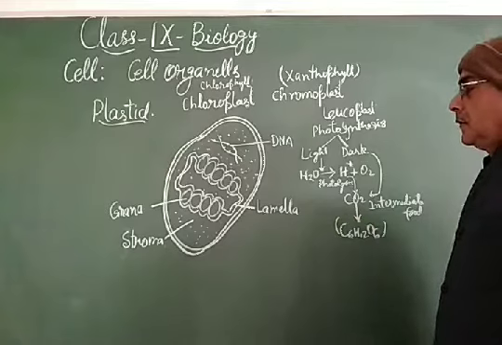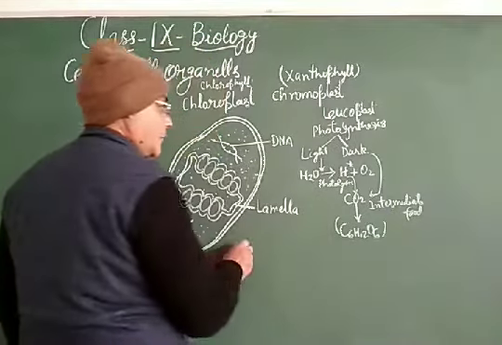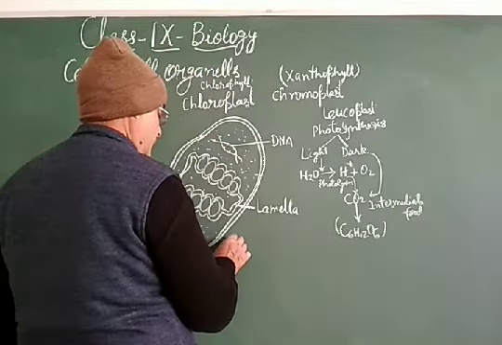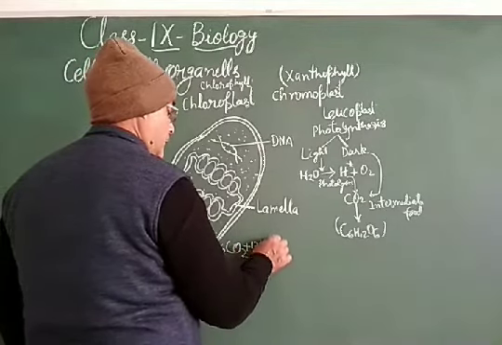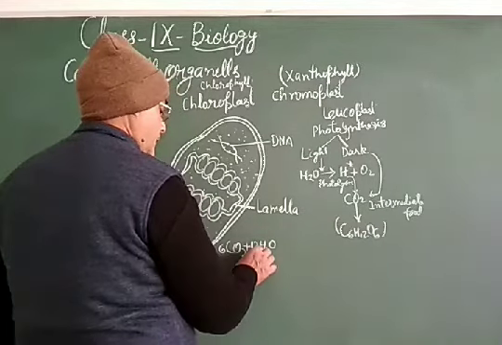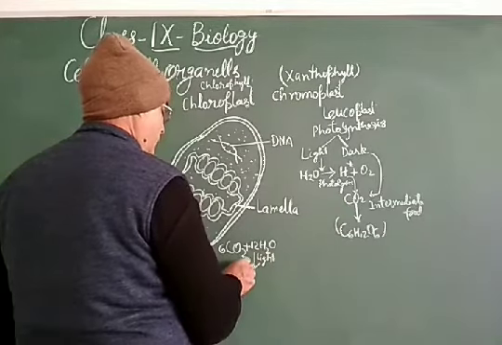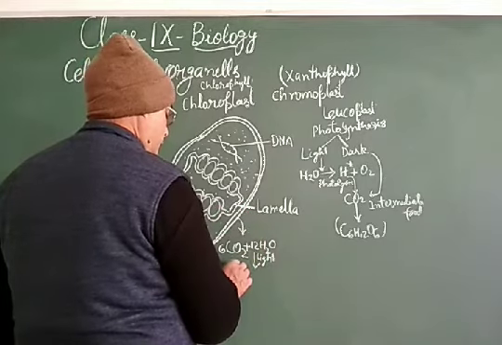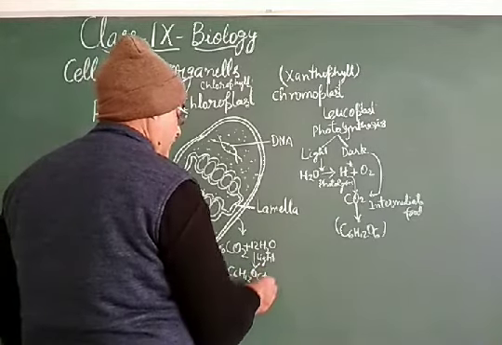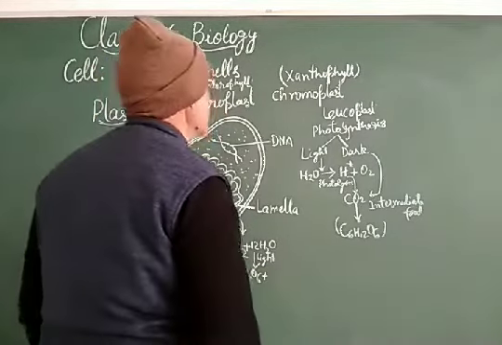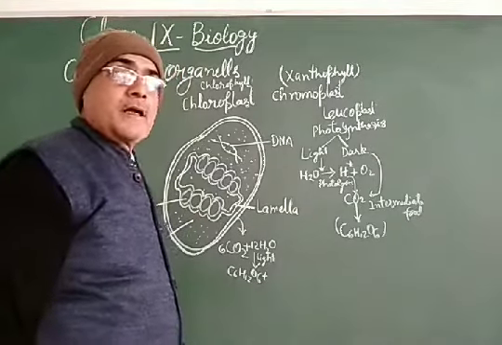And if you see the complete formula of photosynthesis, then 6 CO2 plus 12 H2O, in the presence of light and chlorophyll inside it, will form C6H12O6 plus 6 O2 plus 6 H2O.